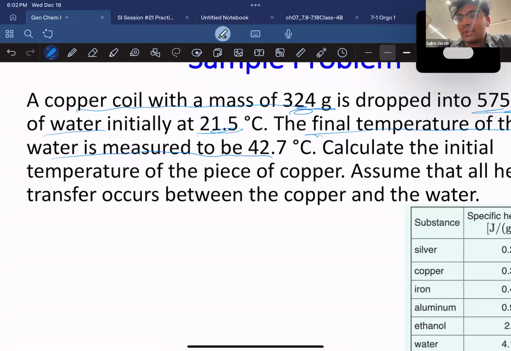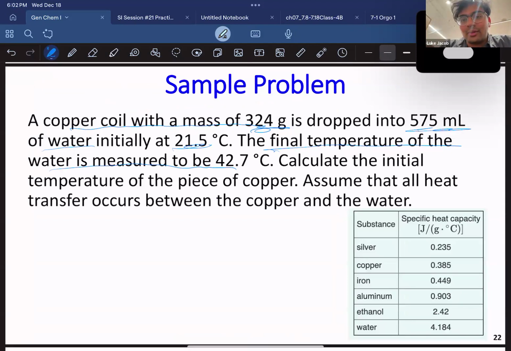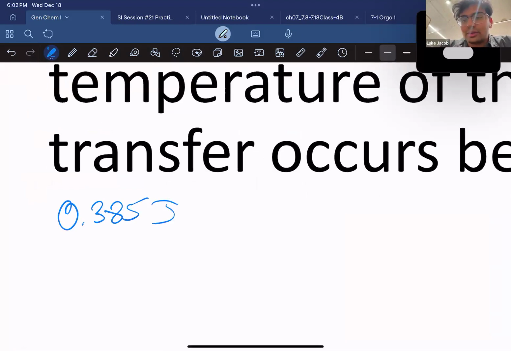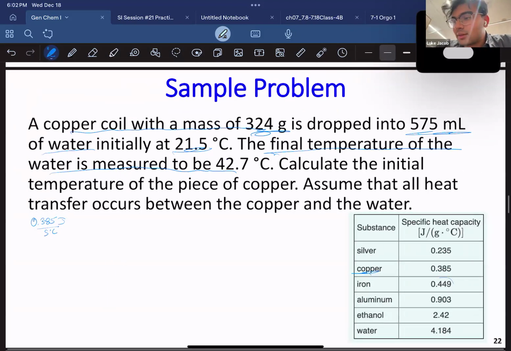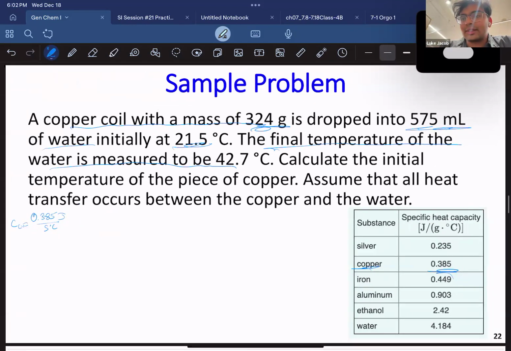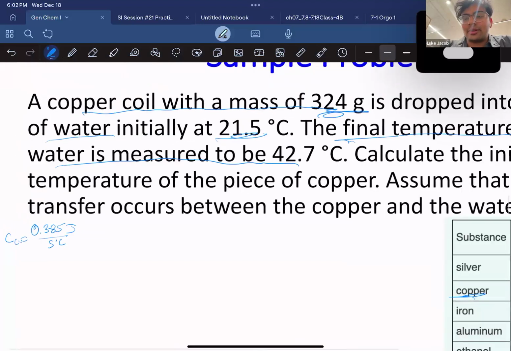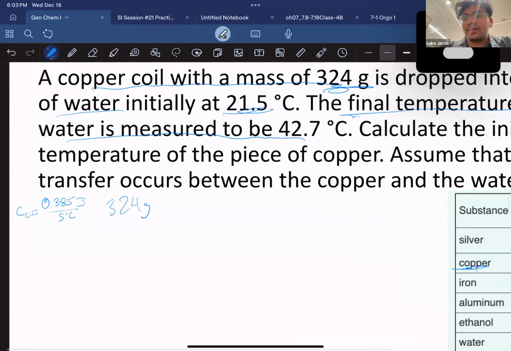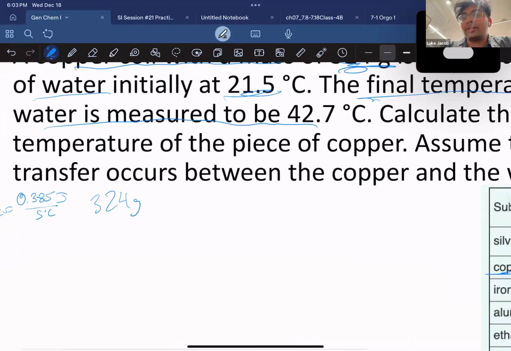The first thing you need to do is identify what we have. We know it's copper, so the specific heat of copper will be something like 0.385 joules over grams degrees Celsius. That's C of copper. The mass of copper is 324 grams. And we know the initial temperature of this, so this would be 21.5 degrees Celsius. And we also know the final temperature, 42.7 degrees Celsius.